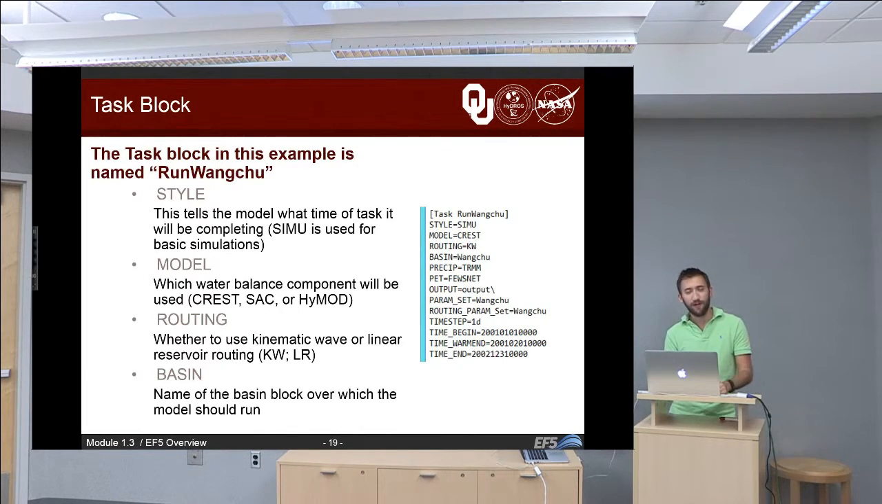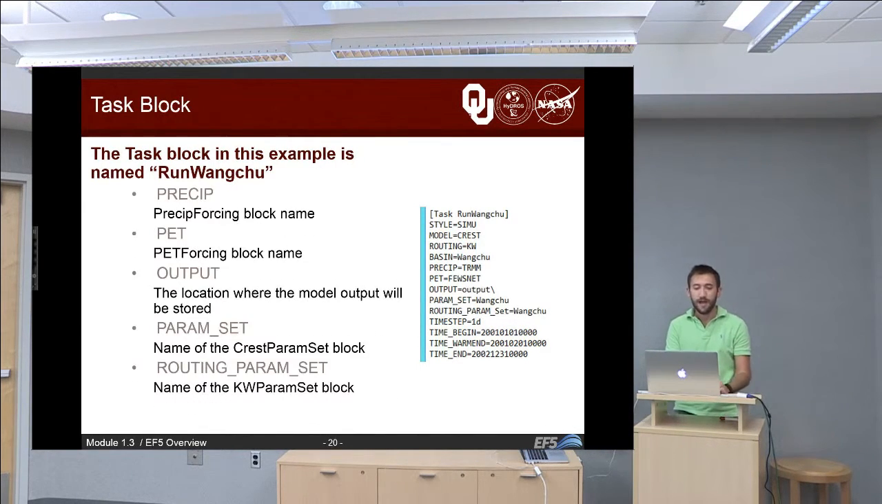Model, that tells EF5 which version of the water balance we want to use. So in this case, we are using Crest. There's also Sacramento. For routing, you can have kinematic wave or linear reservoir. And then in the basin line, that's telling EF5 which basin to run in this task. So in this case, we're going to run basin Wangchu, which has parameter sets Wangchu and has gauge Chukka. So all of these things are kind of tied together. And task block is sort of at the end, and it's the one that ties everything together, takes care of everything right before the model's about to run.